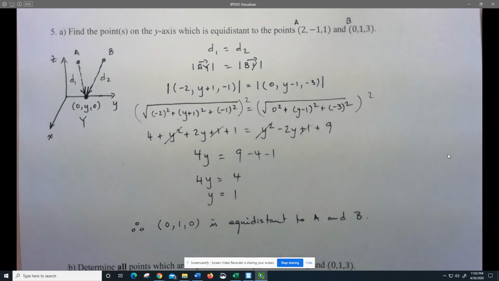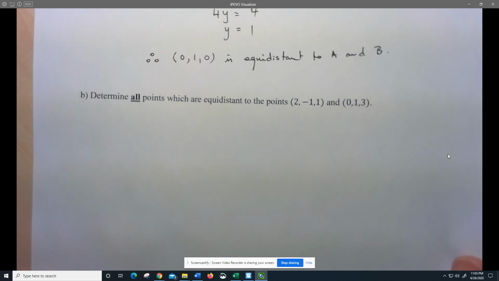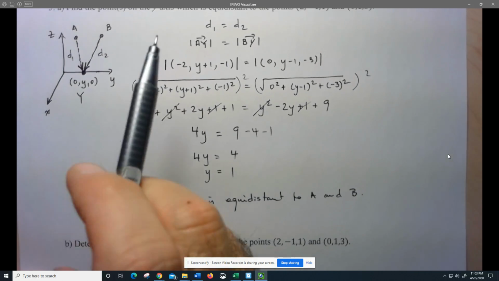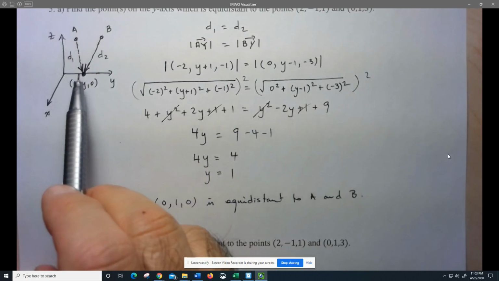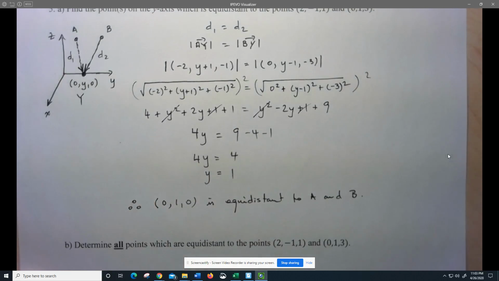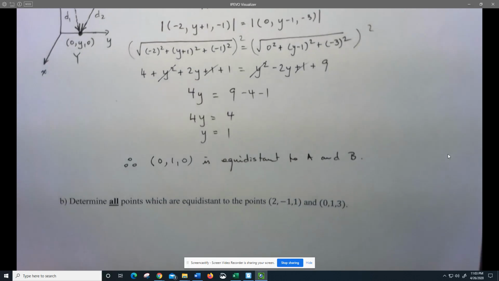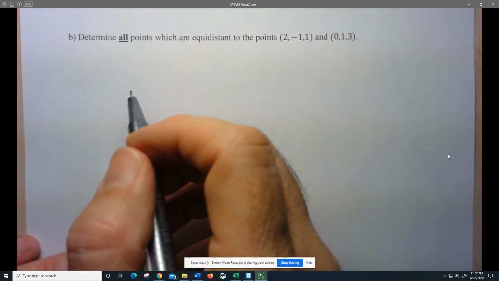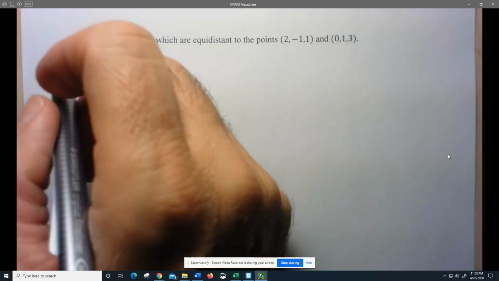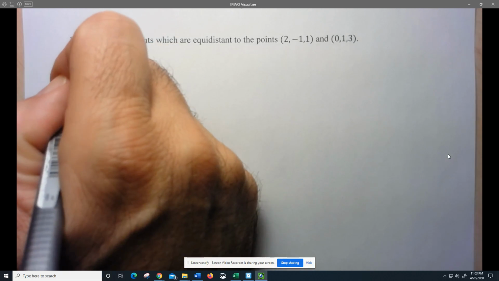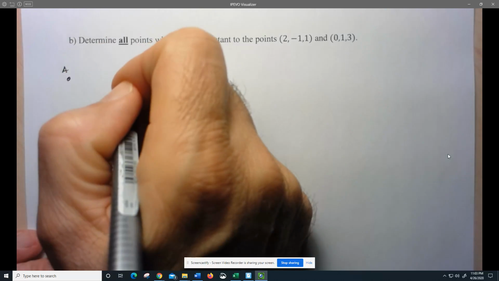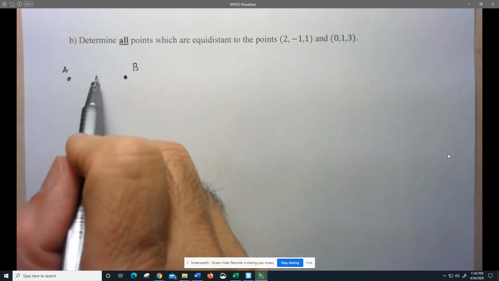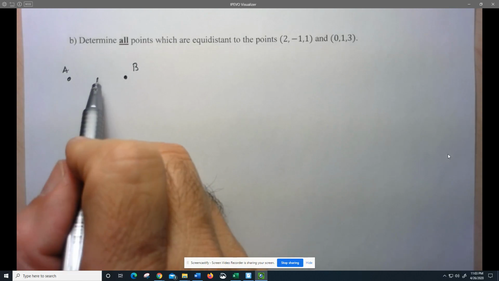So in part B, we have a very similar question, except now I've taken away the condition. Remember here we had the condition that the point I was looking for had to live on the y-axis. Here, it can be any point. So I'm going to draw my diagram again, except I'm going to take away that condition. So I'll call this A, I'll call this B. Now, it might be tempting to put my point here. It's equidistant to A and B.